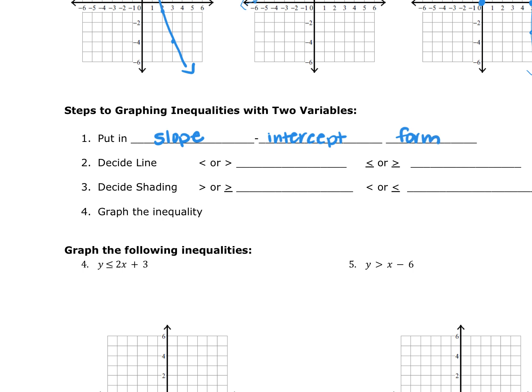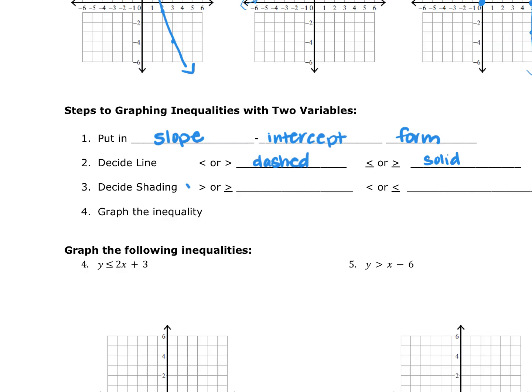Okay, then we have to decide the line. So if we have a greater than or a less than symbol, and only a greater than or less than symbol, you're going to use a dashed line. And if it's a greater than or equal to or less than or equal to, you're going to use a solid line. And then you decide if you're shading.